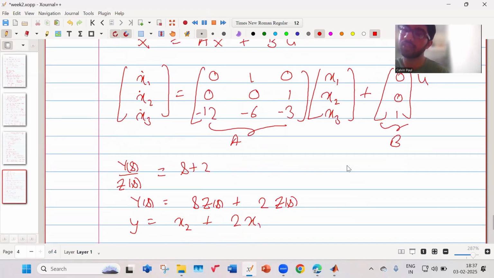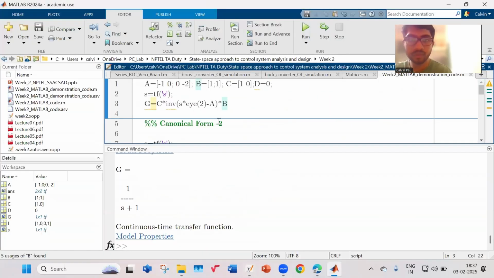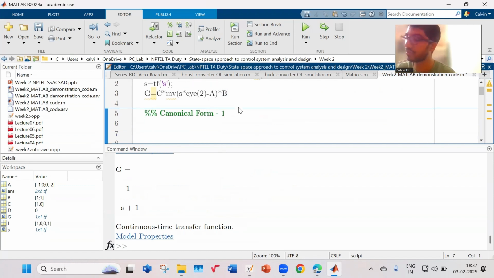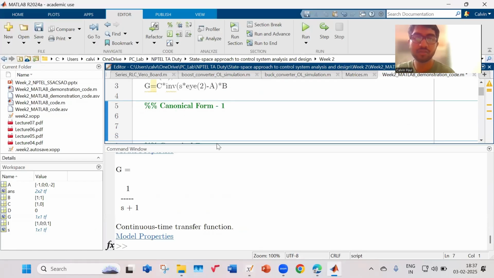So this is the equation which I found, which is represented in first canonical form. And now how do we check whether the equations we got are matching what we considered? Okay, so let me do it. What we will do is we are considering canonical form 1. So we'll have to write the A matrix which we got.